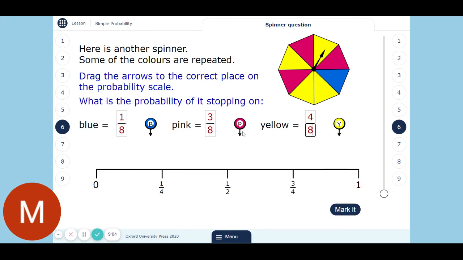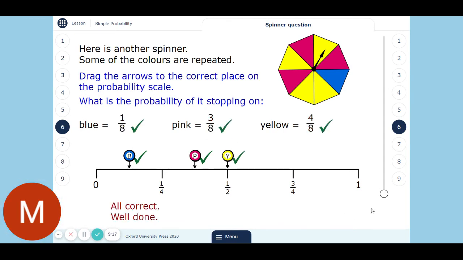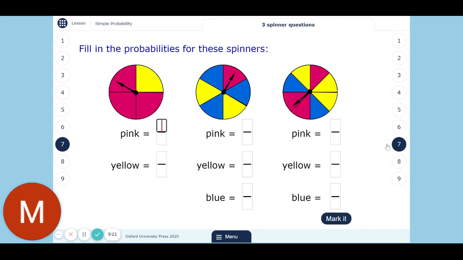And if I drag them to the places, 1 out of 8, it's down here. 3 out of 8, that's between a quarter and a half. And 4 out of 8, that's exactly a half. And we got them all right. Okay, so I'm going to do some more spinner ones.